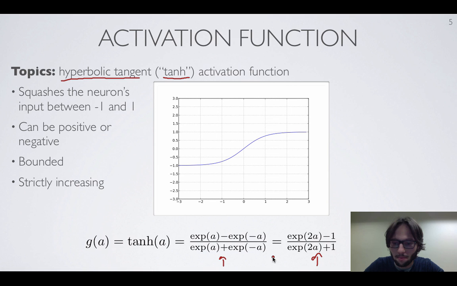This is just obtained by multiplying by the exponential of the pre-activation at the numerator and the denominator of this formula here. If we plot this function, we see that now we get an output which is constrained between minus 1 and 1. So it squashes the neuron's pre-activation, this should be pre-activation here, between minus 1 and 1. So it can be positive or negative. It's also bounded, similarly to the sigmoid activation function, and it is also strictly increasing.